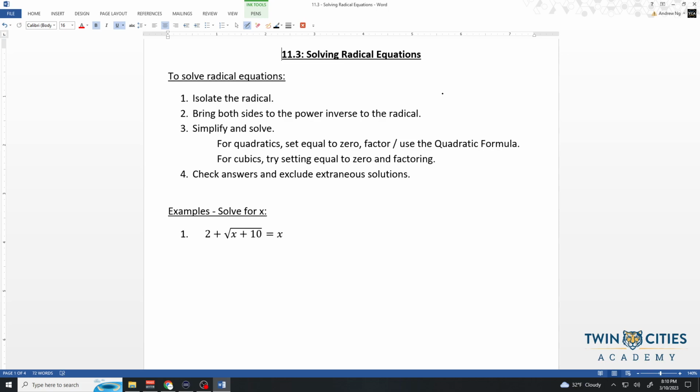3, simplify and solve. For quadratics, I want to set this equal to 0, factor or use the quadratic formula. For cubics, I'm going to try setting this equal to 0 and factoring. And then 4, this is important, I want to check my answers and exclude extraneous solutions.